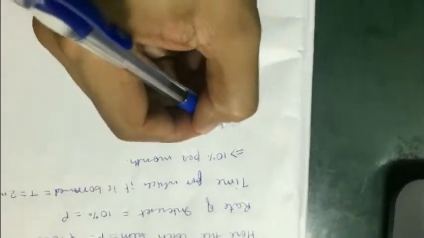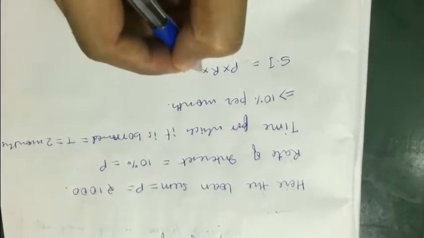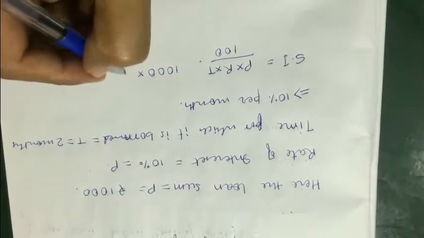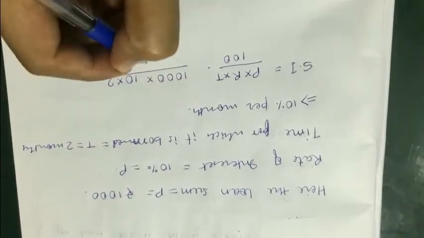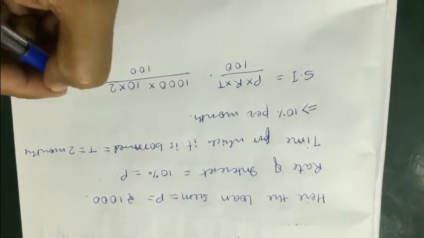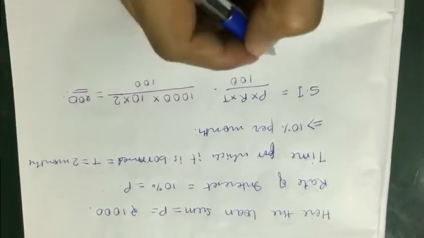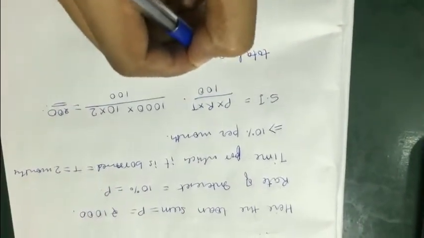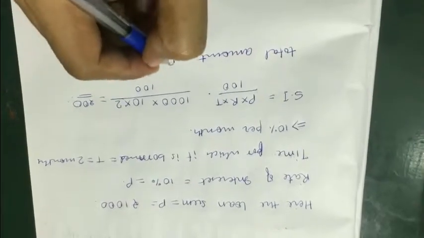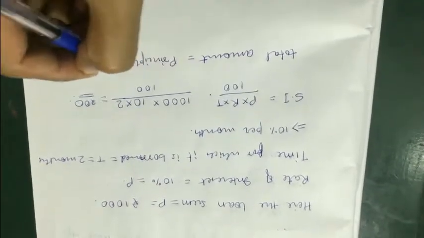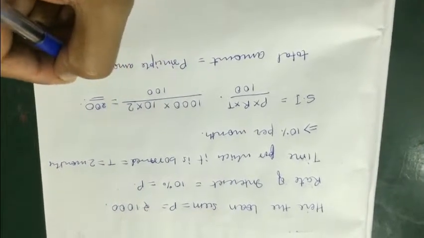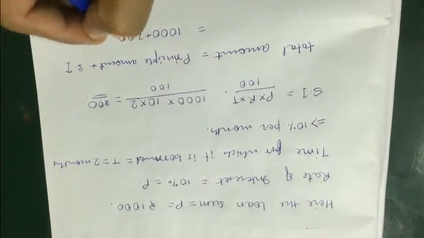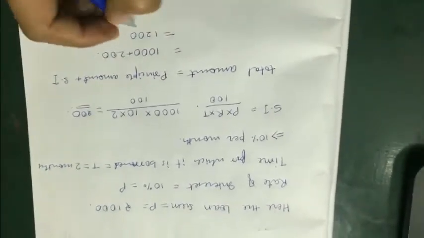So as we know, SI is given as P into R into T whole divided by 100. It equals 1000 into 10 into 2 whole upon 100, which equals 200. This is the simple interest which will add up on the principal amount. So the total amount you will get will be equal to principal amount plus simple interest amount, which equals 1000 plus 200. So after 2 months you will have 1200 rupees.